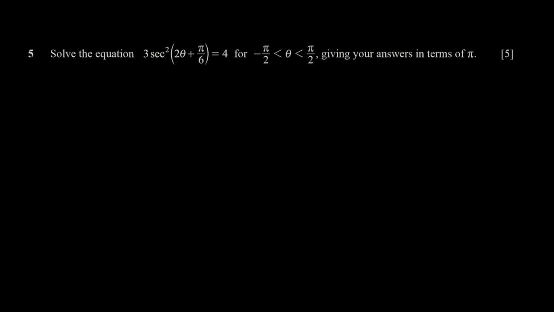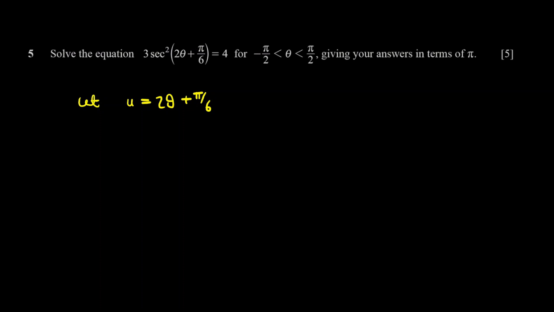Okay, here we are in question 5, which is a trigonometric question. We want to solve 3 sec squared bracket 2 theta plus pi by 6 is equal to 4 between this slightly unusual domain of negative pi by 2 and positive pi by 2, giving our answers in terms of pi. Okay, well, the first thing I would do is use a substitution. I would say let u equal 2 theta plus pi by 6, right? So I think that's going to make our problem a little bit easier later on, especially.